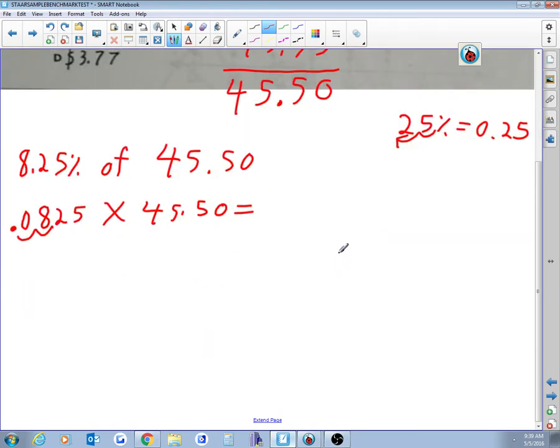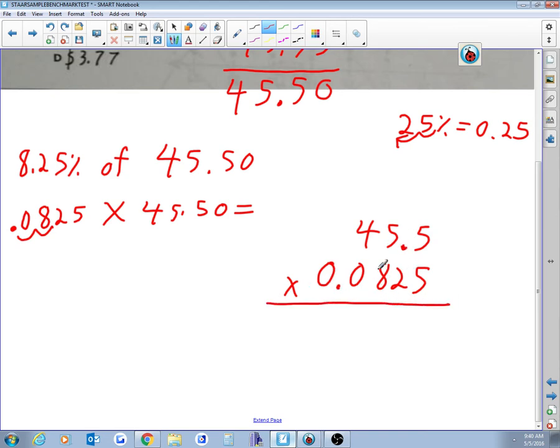So 0.0825 times 45.5, which is the same as 45.50, so I can just leave this 0 off. It's the same thing. Notice we're multiplying here, so we do not have to line up the decimal. That would be a whole lot of extra work, a whole lot of extra zeros. We do not have to line up the decimal when we multiply, only when we add or subtract.